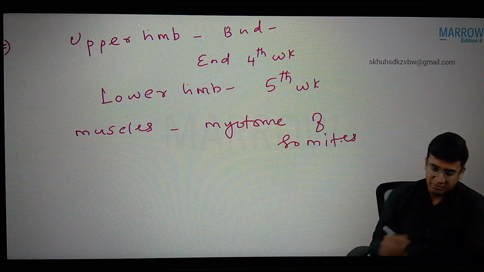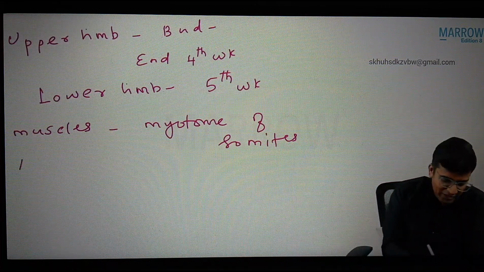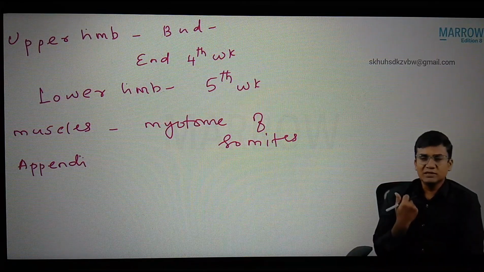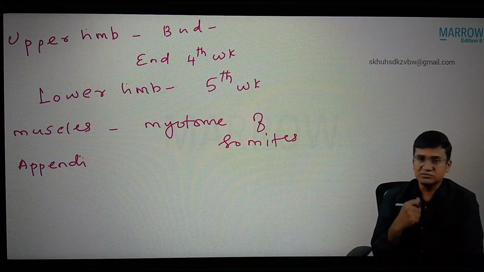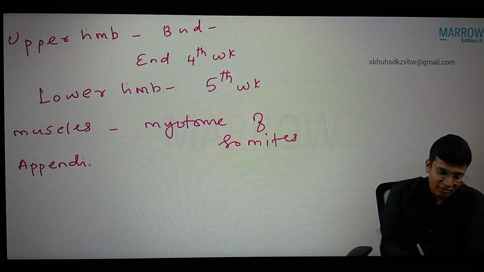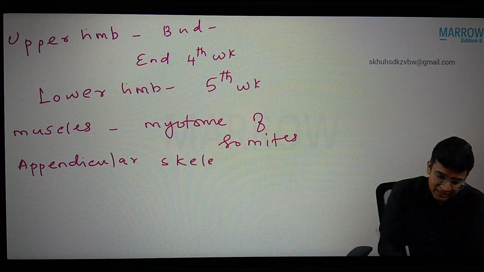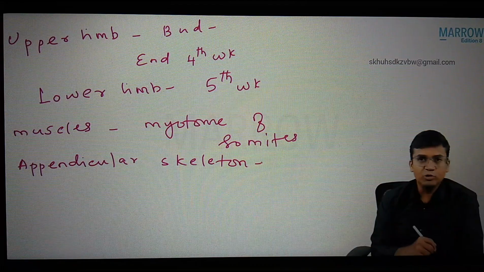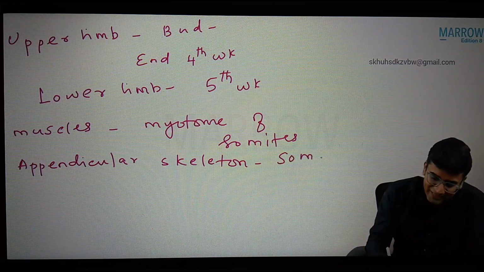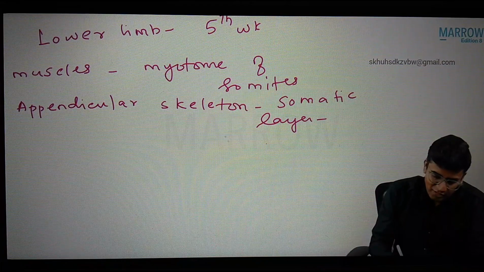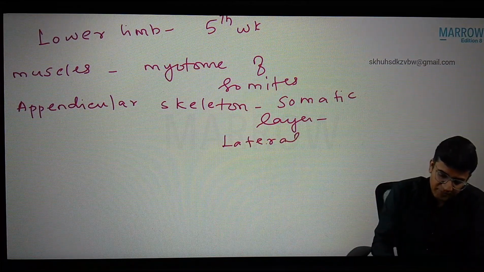What about the bones? The upper limb bones and lower limb bones, the appendicular skeleton, are coming from lateral mesoderm. Which layer? Somatic layer of lateral mesoderm. The bones of upper limb and lower limb are coming from the somatic layer of lateral mesoderm.